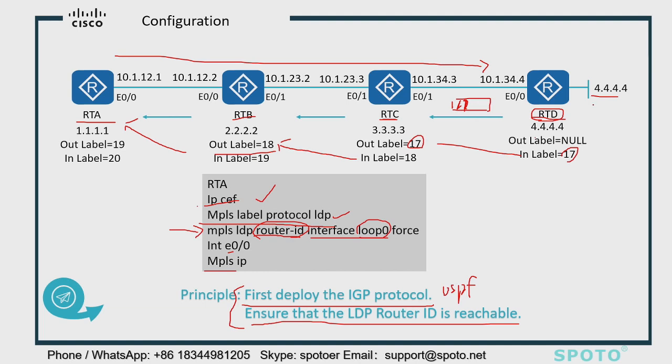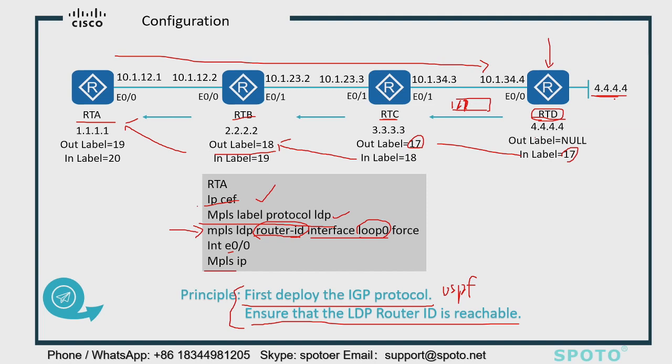So we conclude here, this router is the last router. It means the router has the destination network segment. This is the last router. So when the last router receives the MPLS packet, first it needs to check the MPLS forwarding table.